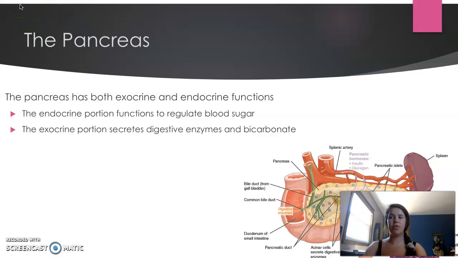The pancreas is both an endocrine and an exocrine organ. The endocrine portion functions to regulate blood sugar, while the exocrine portion secretes digestive enzymes and bicarbonate to the small intestine to aid in digestion. We will focus on the exocrine portion today. The pancreas is located behind the stomach in the upper left quadrant of the abdominal cavity.